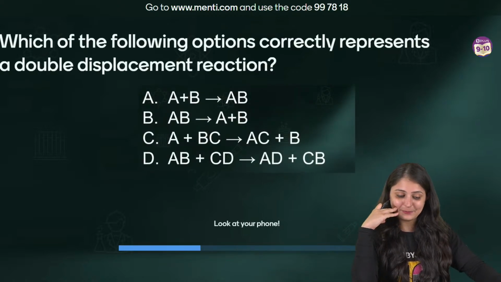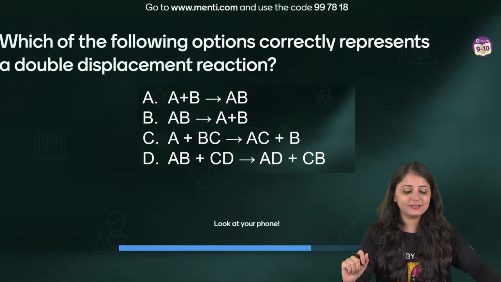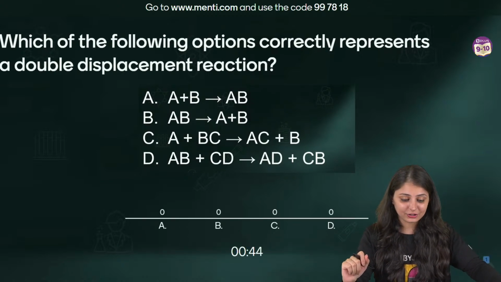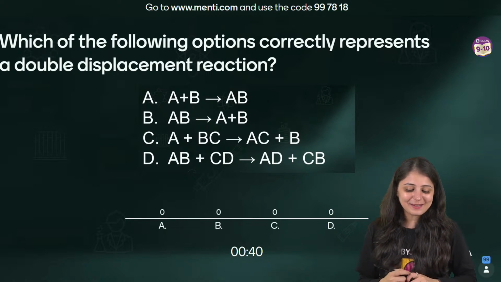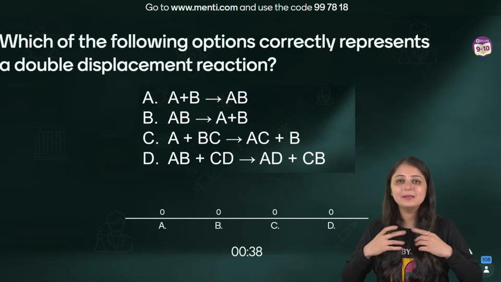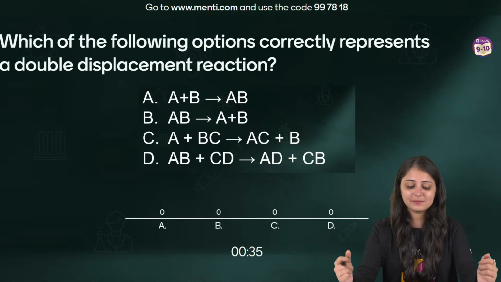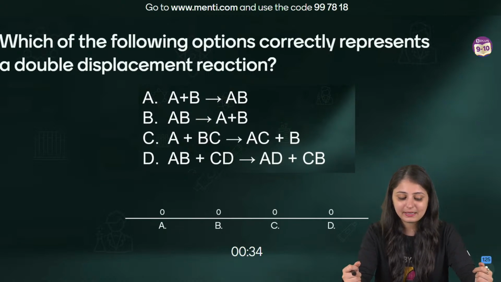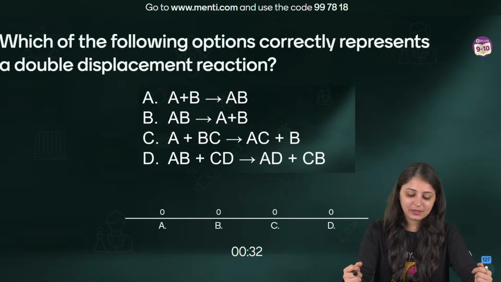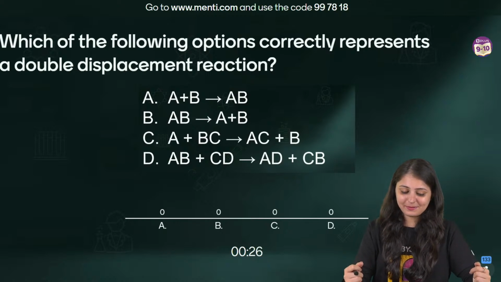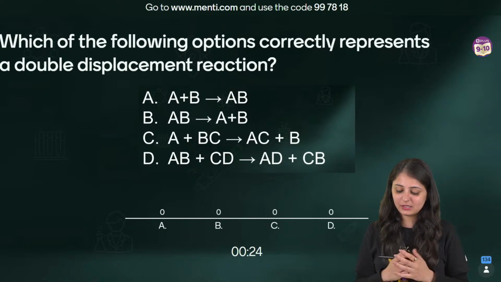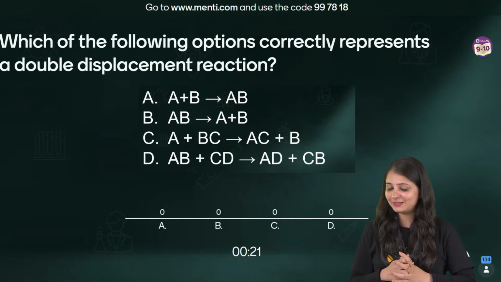Now, let's see. Which of the following options correctly represents a double displacement reaction? Double displacement, guys. Okay. A plus B giving you AB. AB breaking into A plus B. A plus BC giving you AC plus B. AB plus CD giving you AD plus CB. You have to figure out the double displacement reaction. Every option that is being given to you is a different type of reaction, by the way.